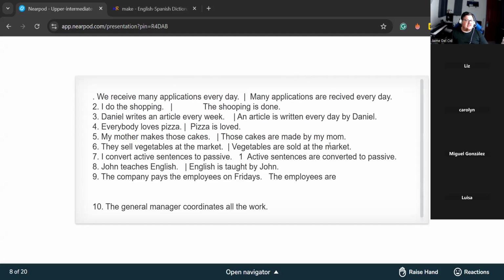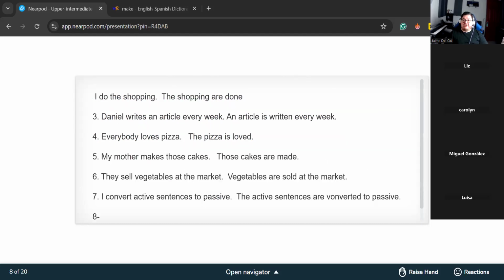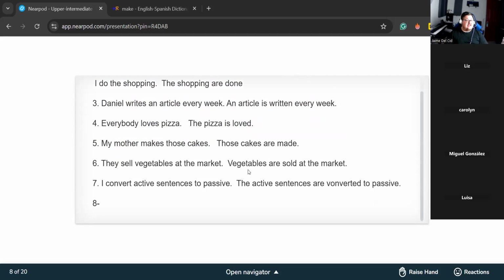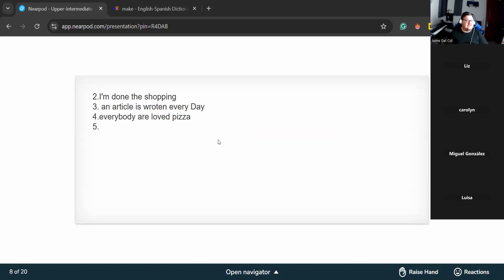Vegetables are sold at the market. Active sentences are converted to passive. Very good. More. Okay, number 8. Where was missing? I see another one. Pizza. Okay, I'm done the shopping. An article is written every day. Okay, written no puede ser porque wrote es el pasado, pero no el pasado participio. Sería written. Ese es el ejercicio, ¿verdad?